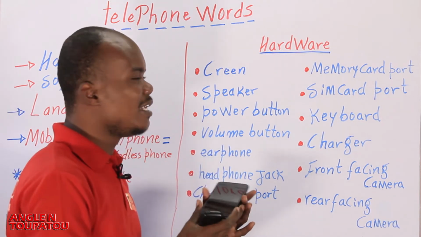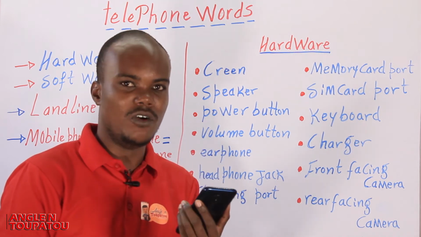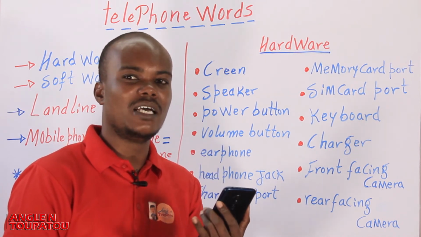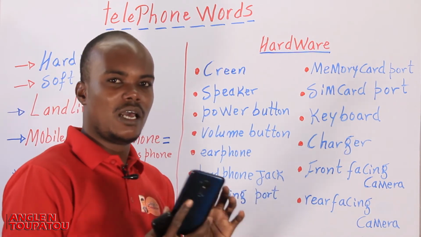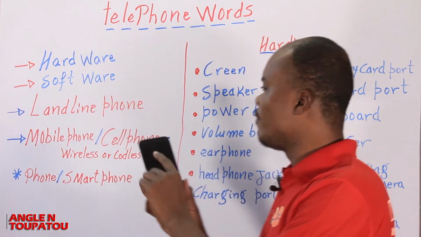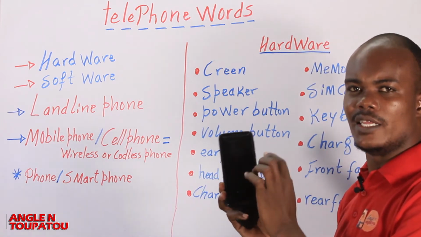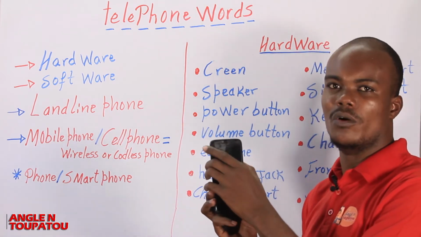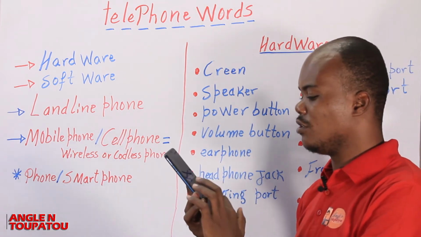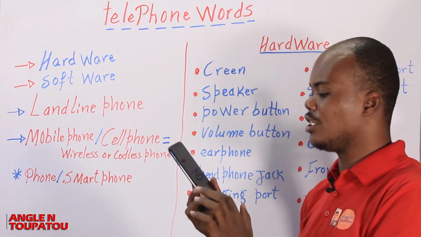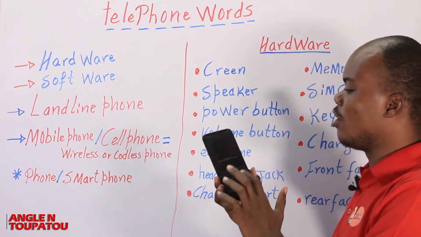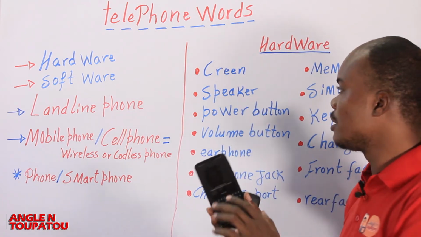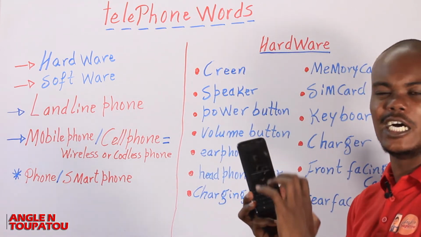Or I can say it's like the face of the telephone. It's the screen, the phone screen. This smartphone screen is touchable. I can touch it. You see, if I press it, I can touch it. I press it here, you know. It's a touchable screen.